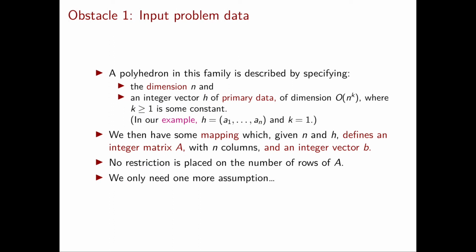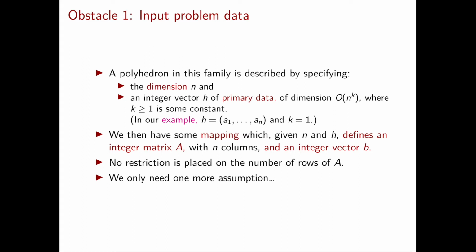So now we have our primary data, and we need a way to be able to recover the original system from the primary data. So we need to have some mapping which, given n and h, defines our system of constraints Ax greater than or equal to b defining the polyhedron P. In particular, no restriction is placed on the number of rows of A. Let me remark that when you have n, h, and the mapping, in principle you're able to construct the system Ax greater than or equal to b. Of course, we will not do this, because again, writing down explicitly the system Ax greater than or equal to b in general requires exponential time.